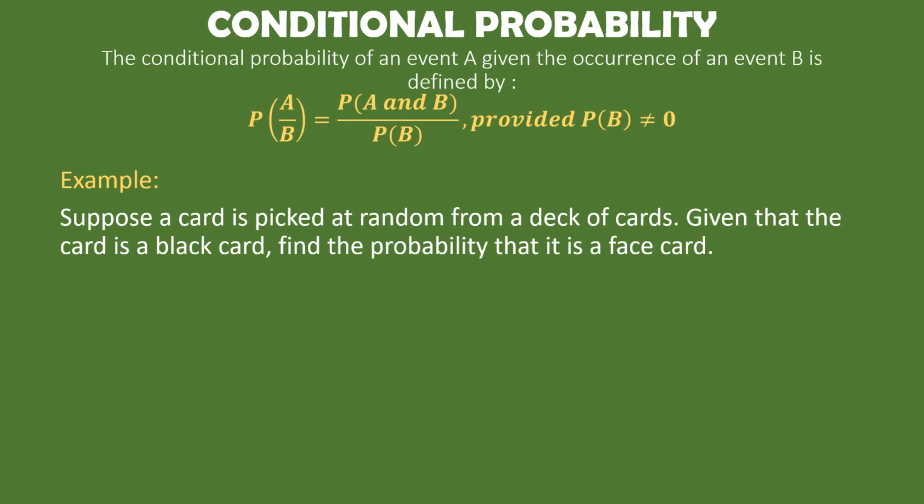Next is the law of conditional probability. In this probability, the conditional probability of an event A given the occurrence of an event B is defined by the formula P of A given B is equal to P of A and B over P of B, provided that P of B is not equal to 0. Remember that this portion should not be equal to 0 because if it becomes 0, then the answer will be undefined.